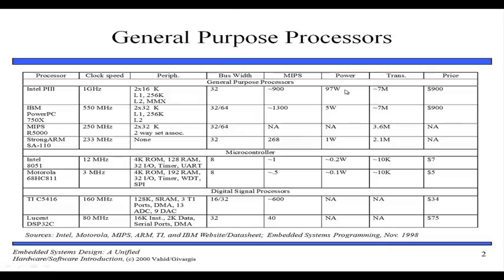Similarly, power: you can see Intel Pentium 3 consumes 97 watt, whereas IBM PowerPC is 5 watt. Now, how many transistors are there, those things are there. The price is more or less the same. So here is just a snapshot of the different general purpose processors.